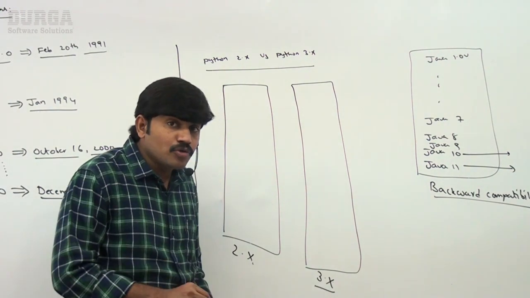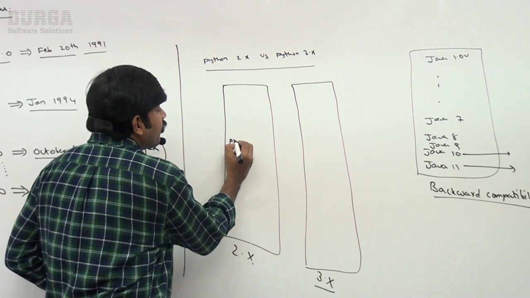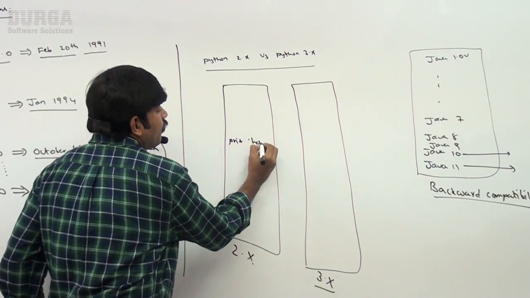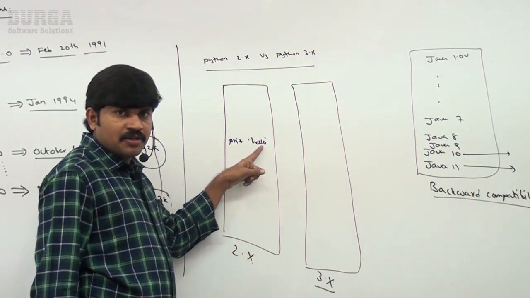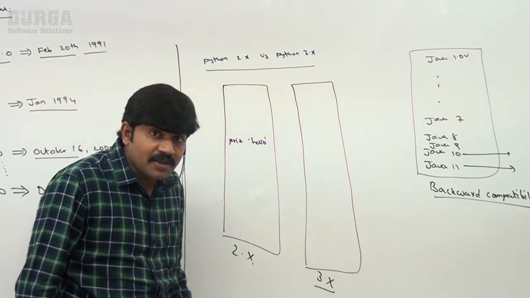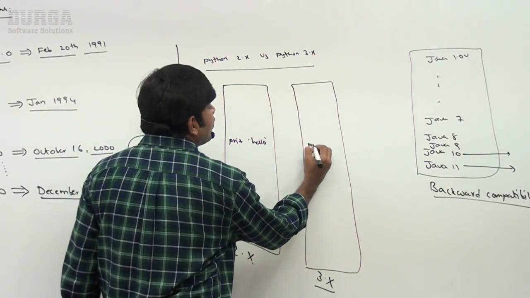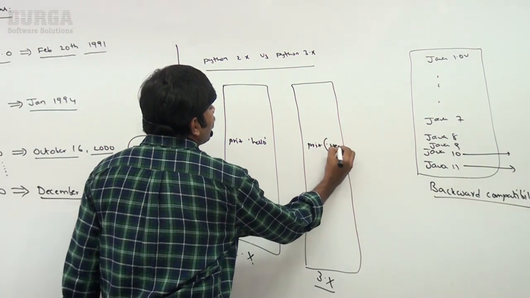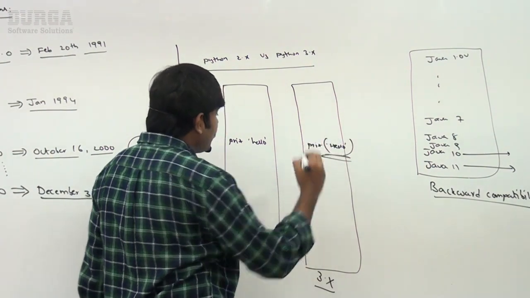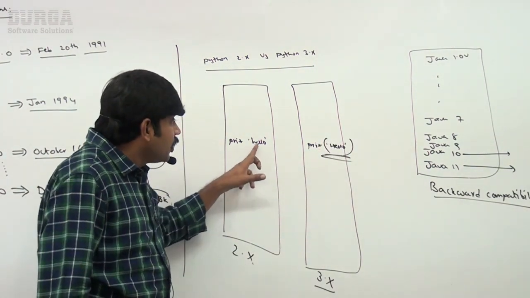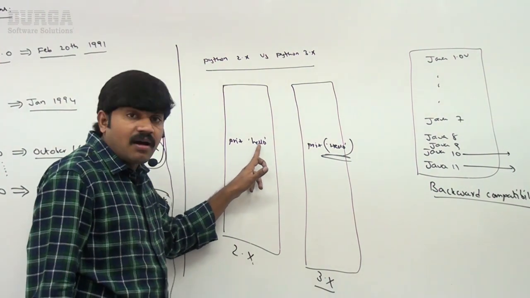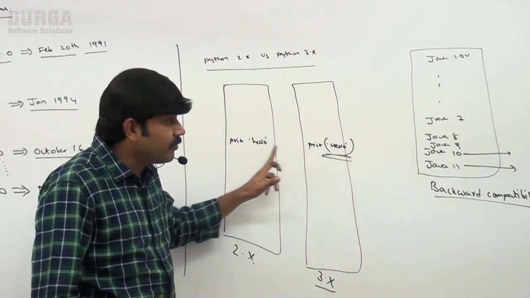In Python 2.x, if you want to print hello, like this, sir. Parentheses are optional in Python 2.x, but in Python 3.x, parentheses are required. Print of hello, parentheses must be there. In 2.x they are optional, but here they must be required.